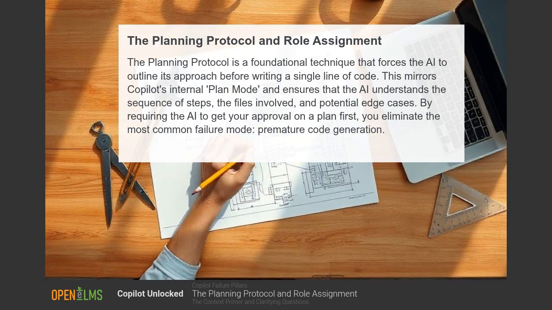The planning protocol and role assignment. The planning protocol is a foundational technique that forces the AI to outline its approach before writing a single line of code. This mirrors Copilot's internal plan mode and ensures that the AI understands the sequence of steps, the files involved, and potential edge cases. By requiring the AI to get your approval on a plan first, you eliminate the most common failure mode: premature code generation.